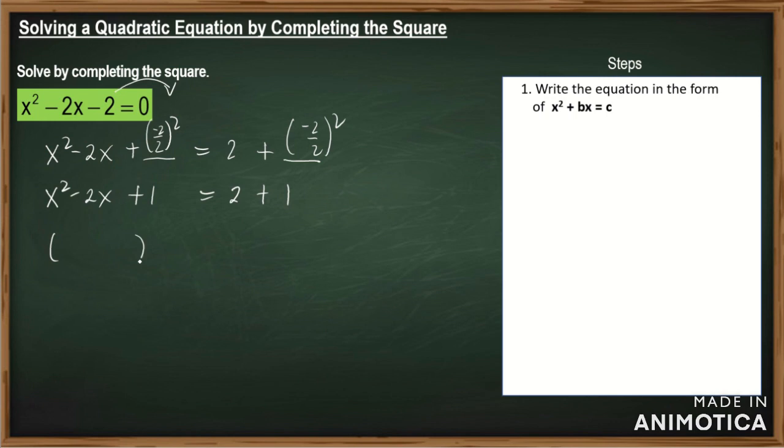Then we are going to express this one as a square of a binomial, get the square root of x squared. So we have x. Half of negative 2 is negative 1. We have equals 3. Then we raise both sides to 1/2.